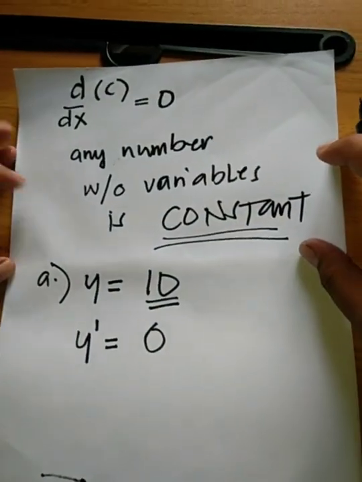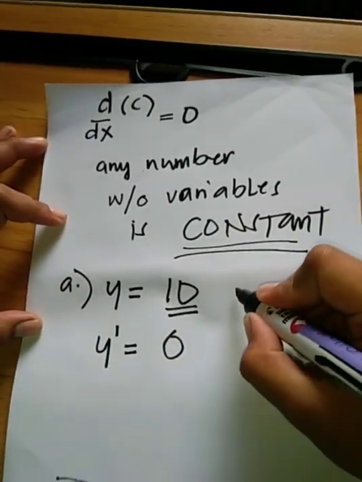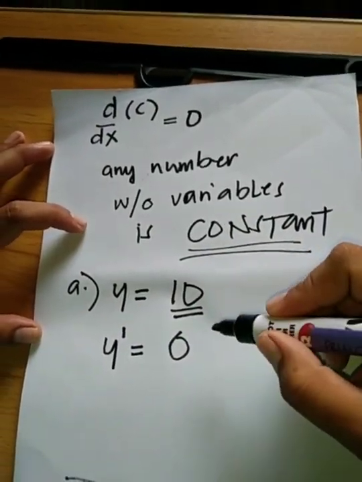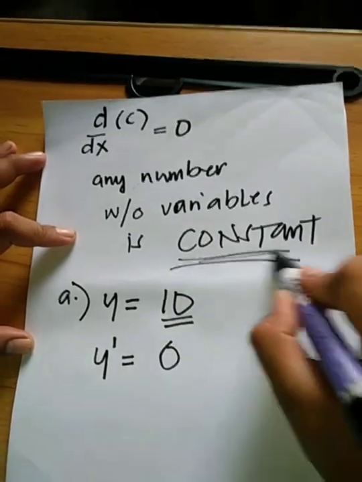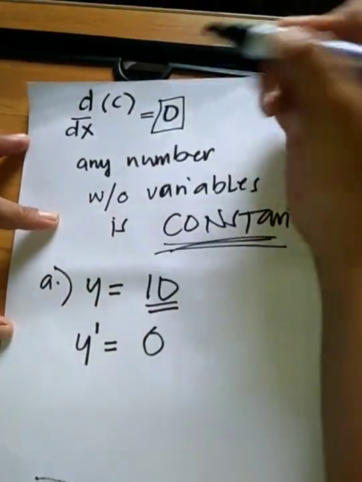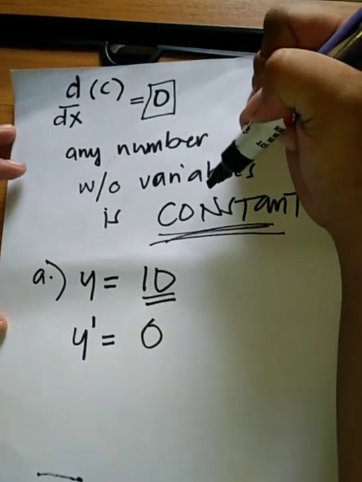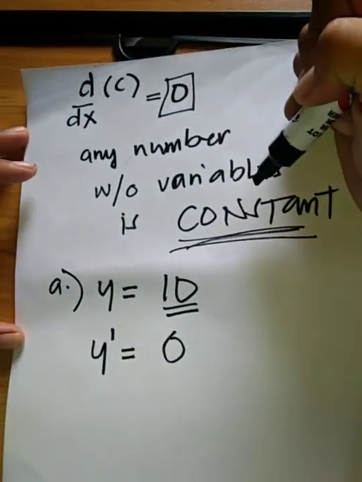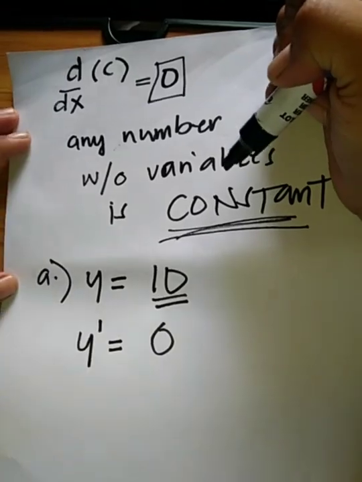Did you guys already get it? Any constant number, any number without variables, is a constant. Its derivative is going to be 0. Remember this, guys, because I'm going to use this in getting the derivatives later.